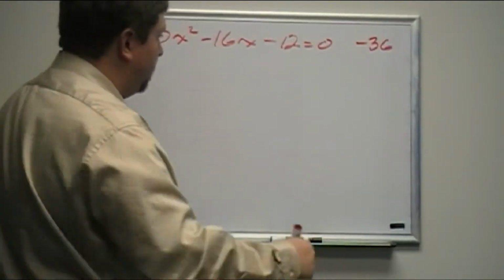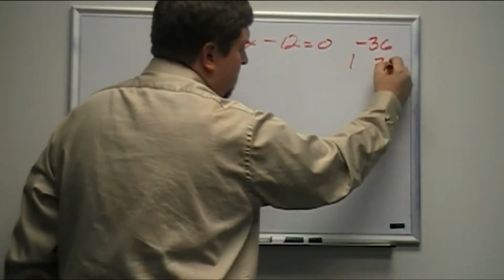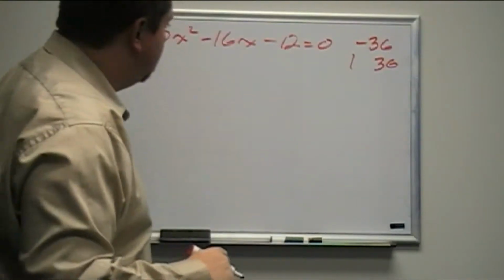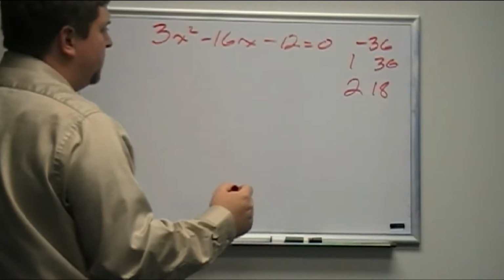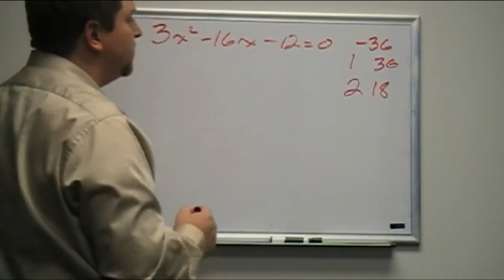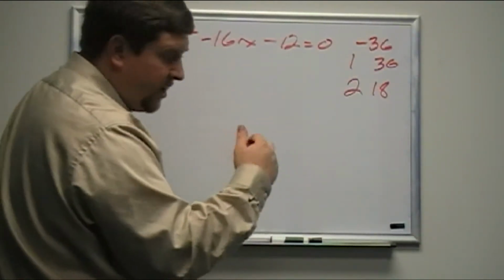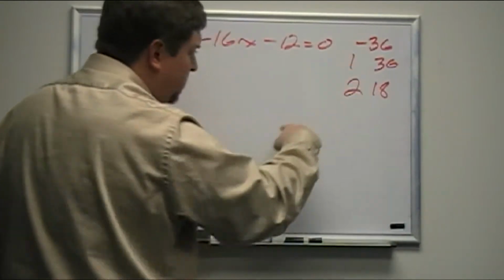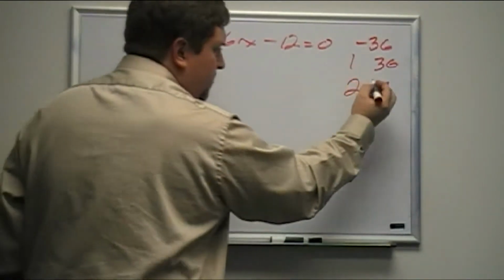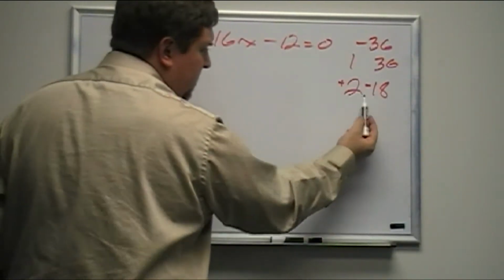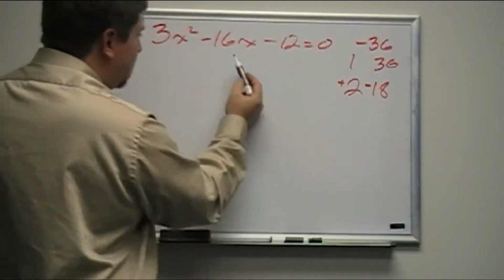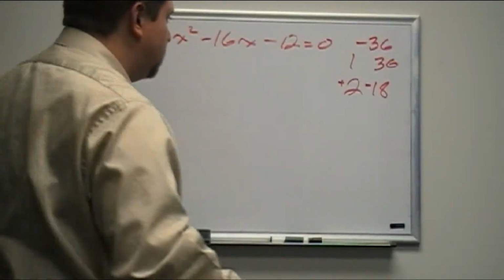Well, let's see here. We've got 1 and 36. Won't bring us anywhere close. We can do 2 and 18. By golly, I think we might have it. Since this is a negative 36, so one of these is going to be negative, and one's going to be positive. So I can make this a negative, and this a positive, and negative 18 plus 2 is a negative 16. There we go.